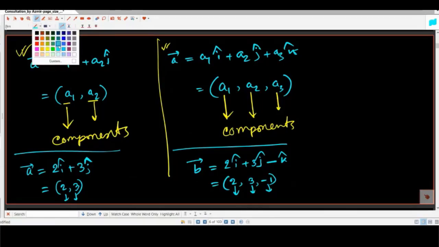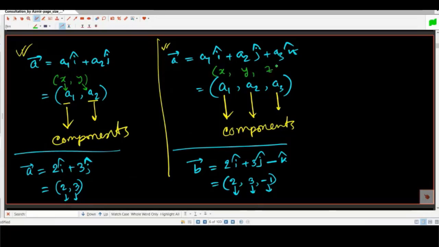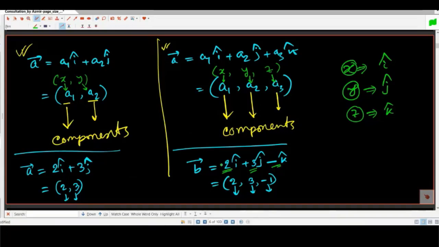We can compare with a point (x, y). So a1 is the component in the x direction, a2 is the component in the y direction. For the three-dimensional case, we can think about (x, y, z). So a1 is the component in the x direction, a2 in the y direction, a3 in the z direction. And we have learned that in the x direction we use i hat, in the y direction we use j hat, and in the z direction we use k hat. So this is the component in the x direction, this in the y direction, and this in the z direction for this vector.